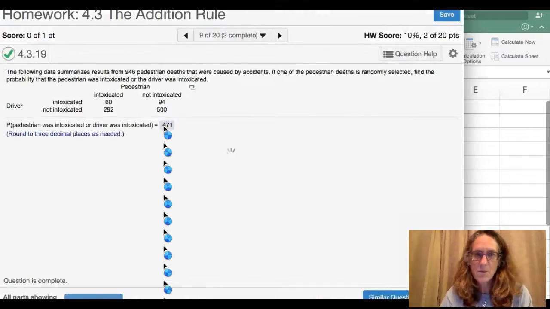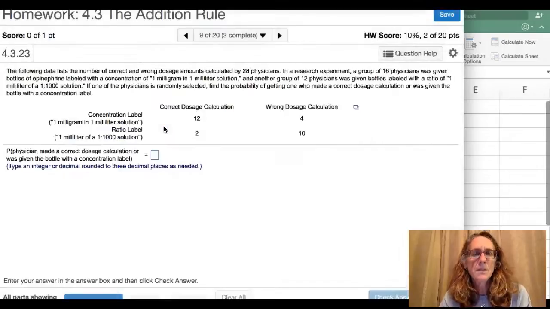All right, let's do one more. This one is asking about labels of drugs and whether physicians made the correct dosage or not based on the labeling, ratio label or concentration label, and whether they made the correct dosage calculation or not. This is the probability the physician made a correct dosage or was given the bottle with a concentration label. So that again is a situation where we need to add.